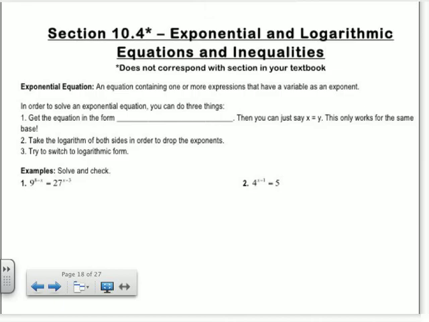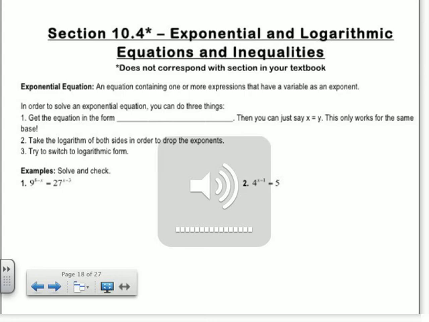All right, so section 10.4 is on exponential and logarithmic equations and inequalities. So an exponential equation is exactly what it sounds like. It's an equation containing one or more expressions that have a variable as an exponent. So in order to solve an exponential equation, you can do three things.